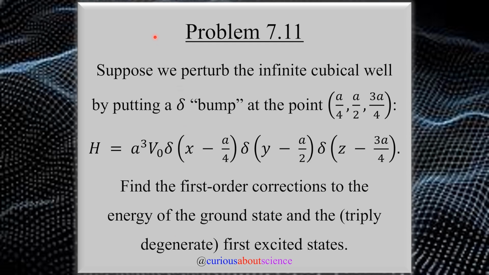The question today poses that we suppose we perturb the infinite cubical well by putting a delta function bump at the point given, such that the Hamiltonian now takes the form of a cubed V naught delta delta delta for all three dimensions. And from this, we want to find the first order corrections to the energy of the ground state. Remember, the cubical well ground state has n equal 1.